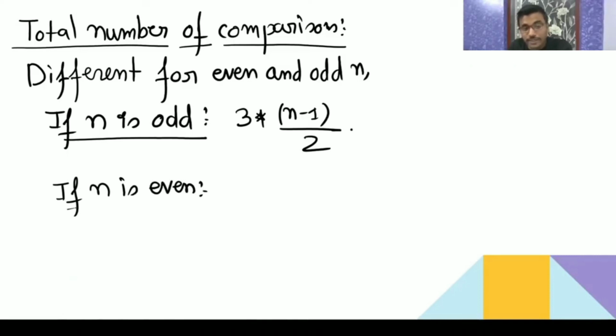When n is even, how many comparisons will there be? Similarly, try to find it. I have taught you how to find the number of comparisons. Now when it is even, how many comparisons will you get? So this is the best way, out of all these three.